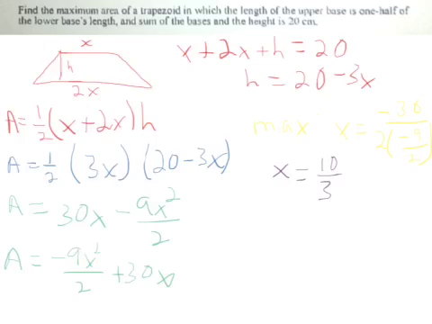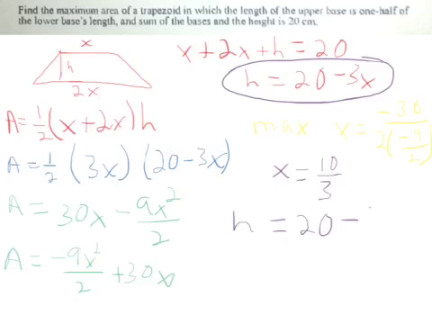So remember, we were told that h equals 20 minus 3x. In place of x, I'm now going to put in the 10 over 3. So I have 20 minus 3 times 10 over 3. That's going to give me 20 minus 10, which is going to be 10. So h is 10 and x is 10 over 3.